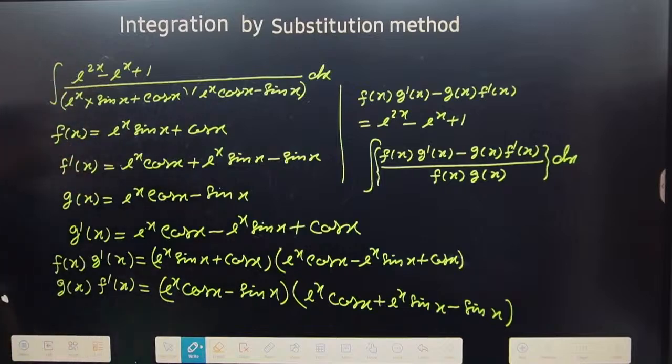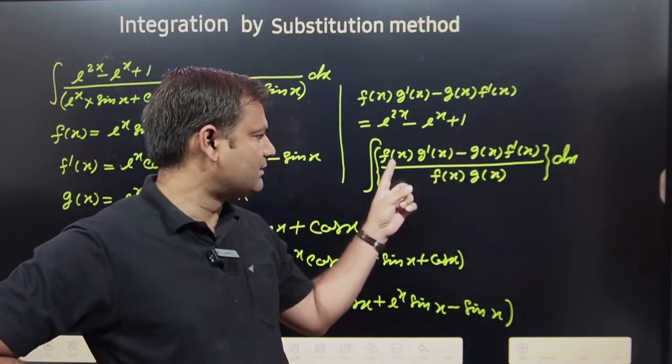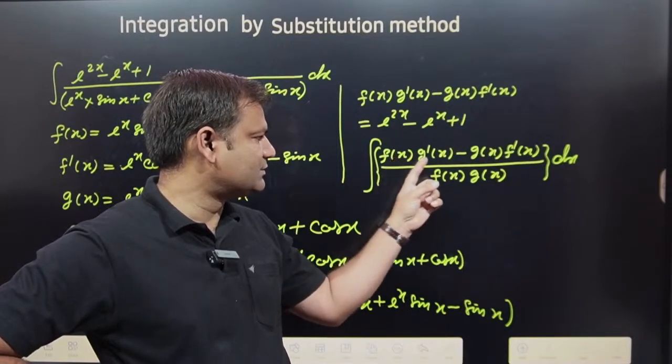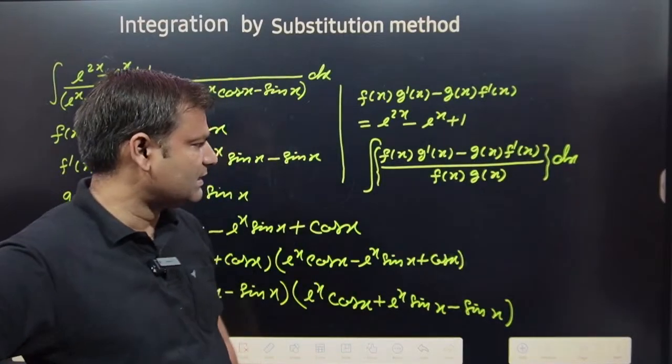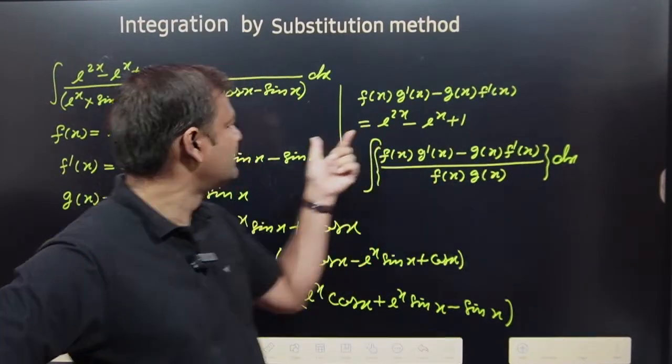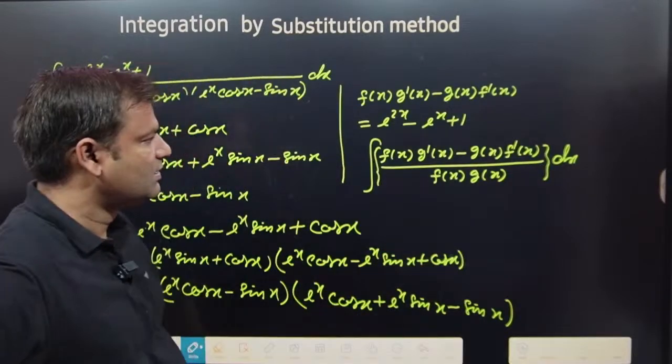I hope that is clear. Simply, here f of x into g prime x minus g of x into f prime x divided by f of x into g of x, dx.